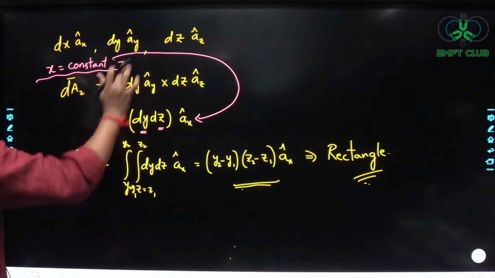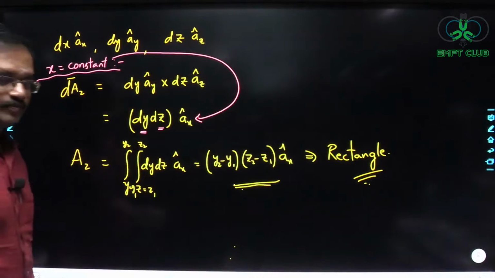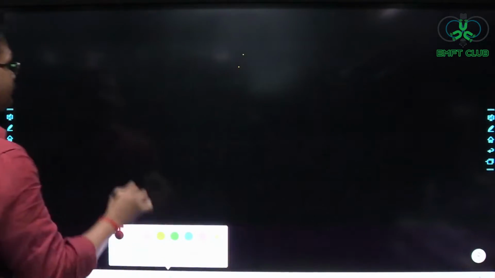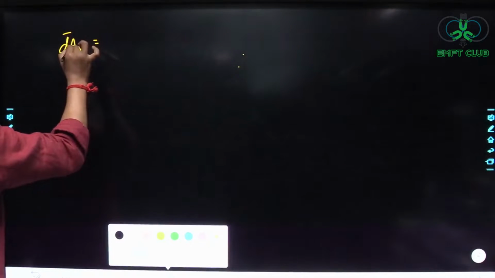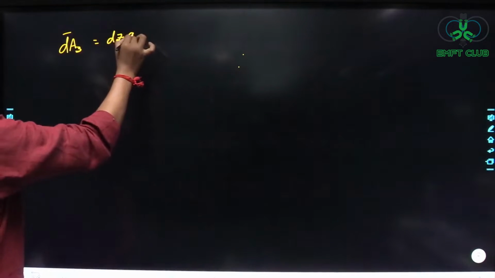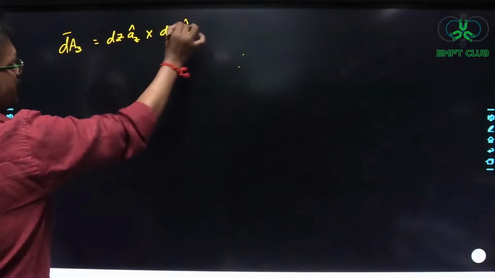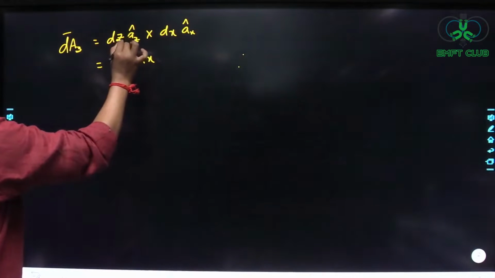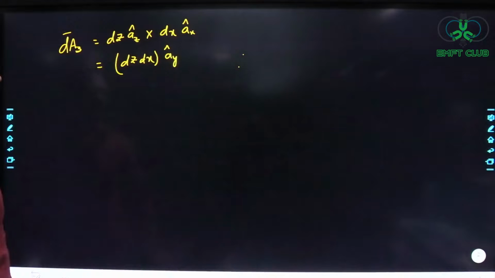Next, what is left out here? If you do the cross product between dz az cap and dx ax cap, you are going to get another differential area, so that differential area I am calling dA3. Which is equivalent to dz az cap cross dx ax cap. So what you are going to get? The magnitude is dz into dx. Az cap cross ax cap is nothing but ay cap, right?